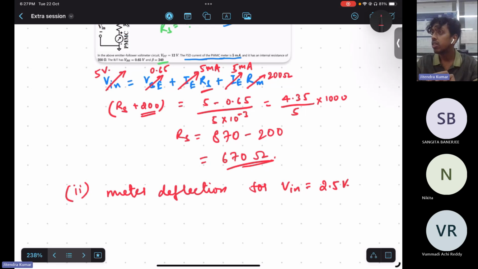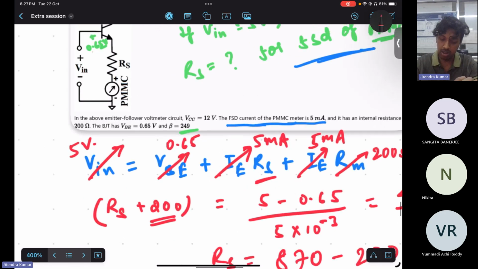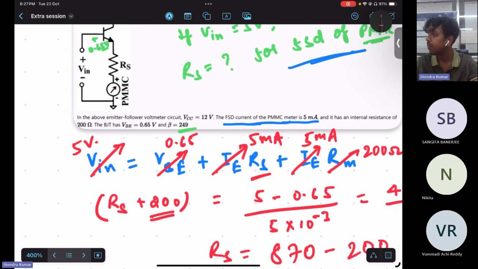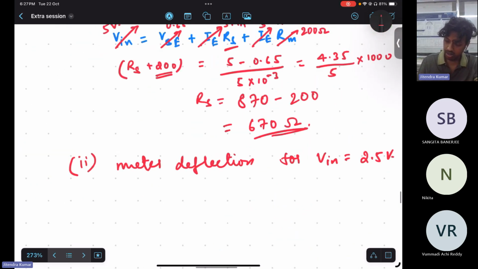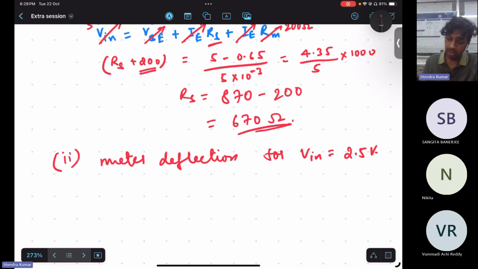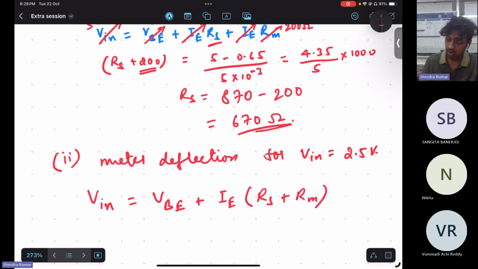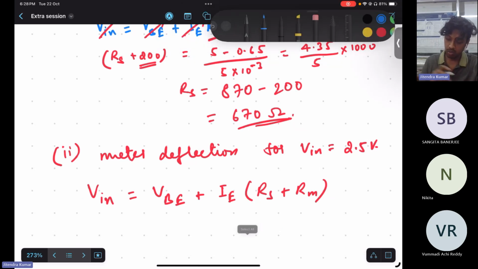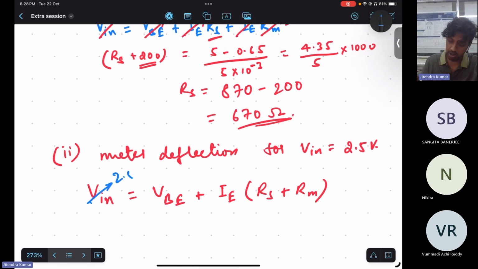To get deflection, which means we have to indirectly calculate that emitter current, because emitter current will only be reflected with this PMMC, and how much that is the ratio of our full scale current, that will be the percentage of deflection, isn't it? So V in now we have to change. So again, I'll write the same equation. V in is equal to VBE plus IE into RS plus RM. Okay. So this time we are given with V in as 2.5 volt.